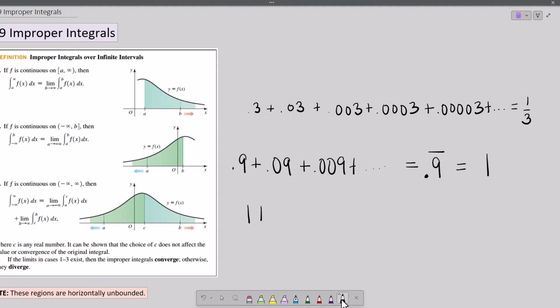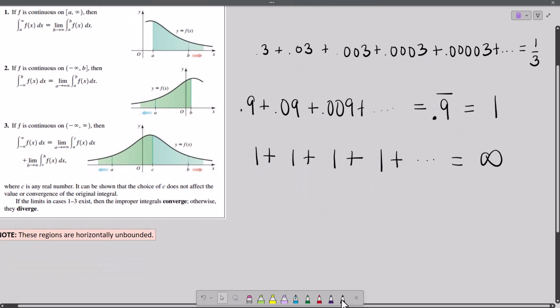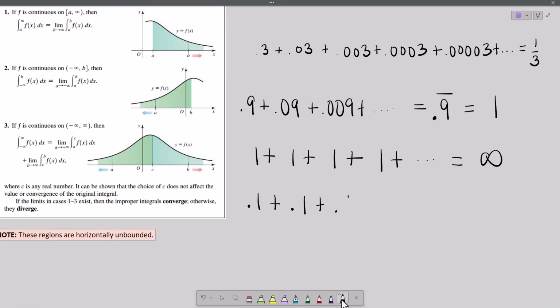Obviously, that's not always the case. Like if you add these together, this clearly goes to infinity. If you add 1 to itself repeatedly. What about if you add, say, 0.1 to itself repeatedly? What's that going to be? That's also going to be infinity. If you take any positive number and add it to itself an infinite number of times, you will get infinity. Right? That cannot be finite. If you add the same exact quantity to itself forever, it's going to blow up. It's going to go to infinity.